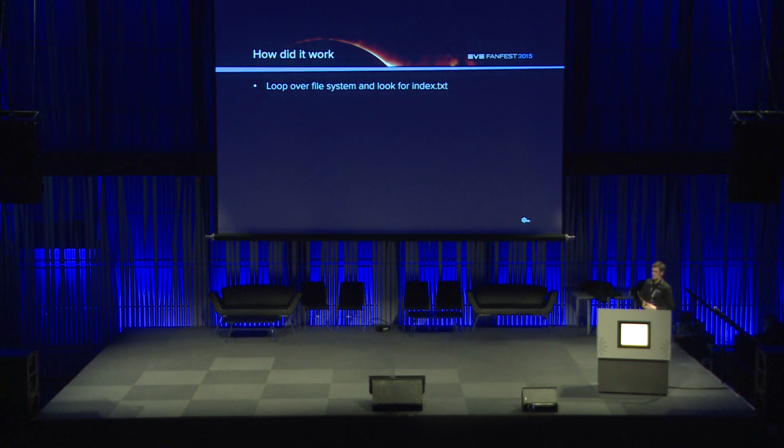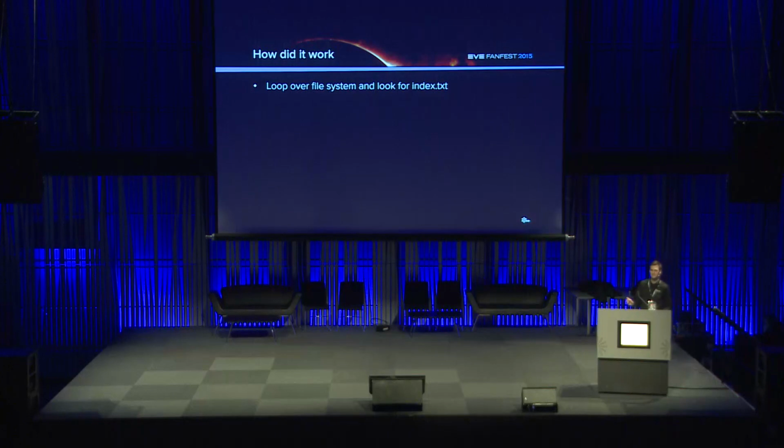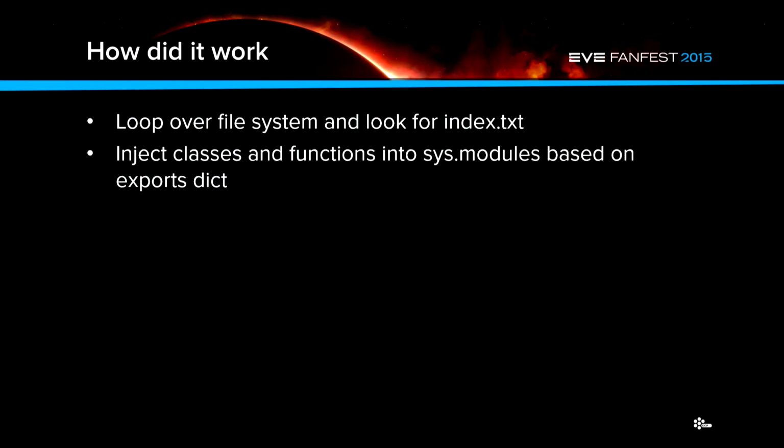So how it works is it basically loops over the file system and looks for this index.txt file, and that's when I was talking about us being afraid to make files back in the day. I think that is actually the cause of that. It may seem insignificant, but having to put the file name into an index.txt file, I think I'll just put it here next to the other code. And then we injected the classes and functions based on an export stick.